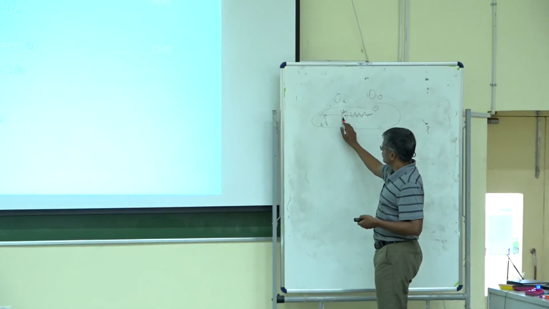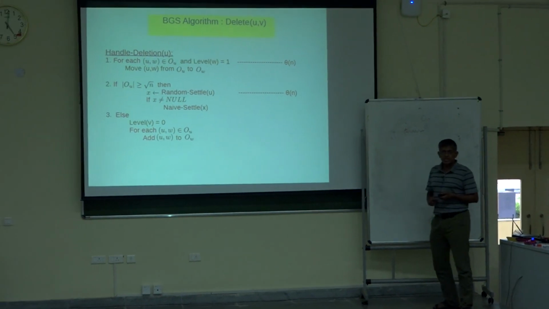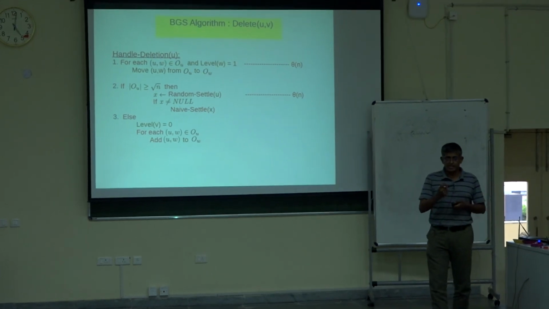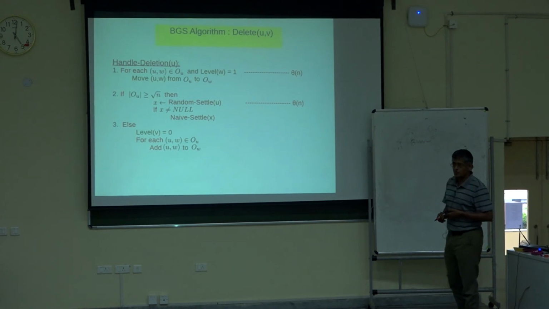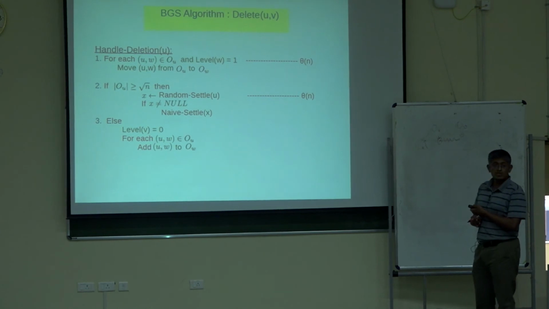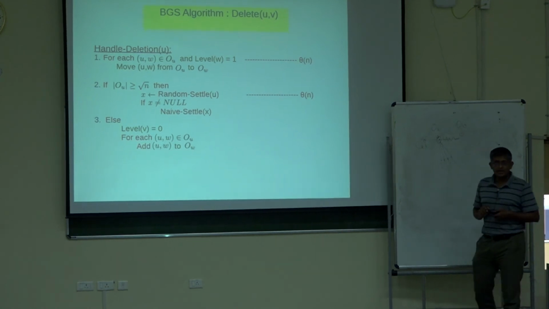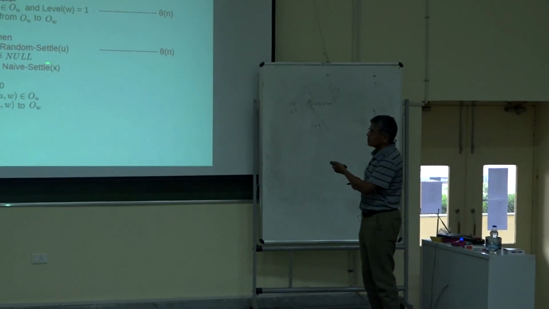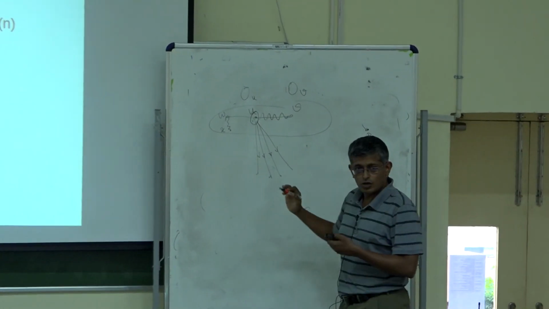So which means you scan the ownership list of U, which could be large, and transfer the ownership to the other point. Transferring this is just basically adding the edge to the ownership list. But there are potentially a linear number of times that you have to do this. After doing this, if the ownership of this guy is large, so what does that mean? It now owns lots of these edges in its ownership list. In which case you again do a random settle. What does a random settle do?